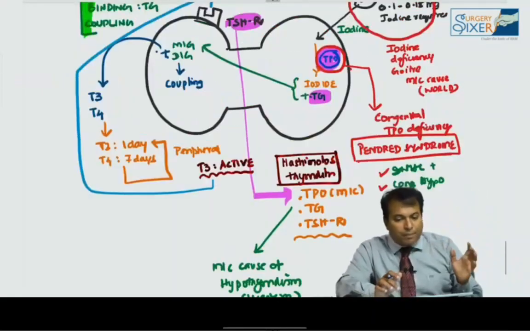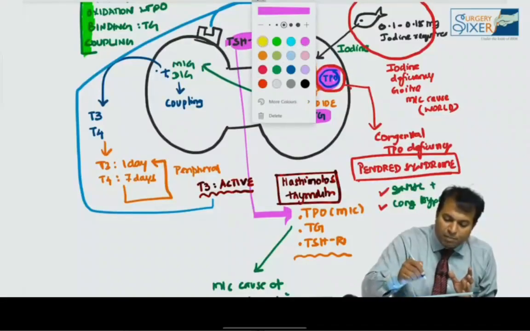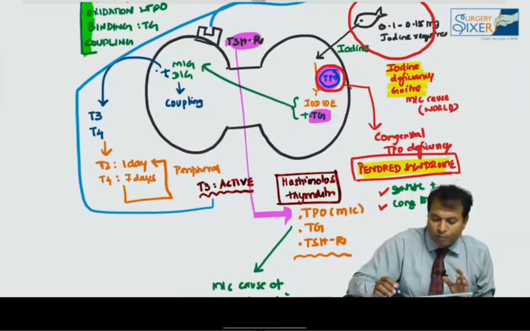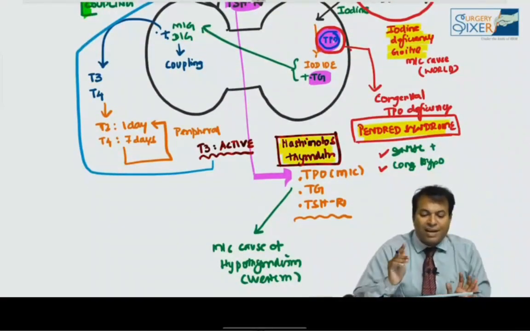See, I have told you about hypothyroidism now, many causes. Cause number one, I told you, is iodine deficiency goiter. Then I discussed Pendred syndrome. Then I discussed Hashimoto's thyroiditis. All these are various causes of hypothyroidism.